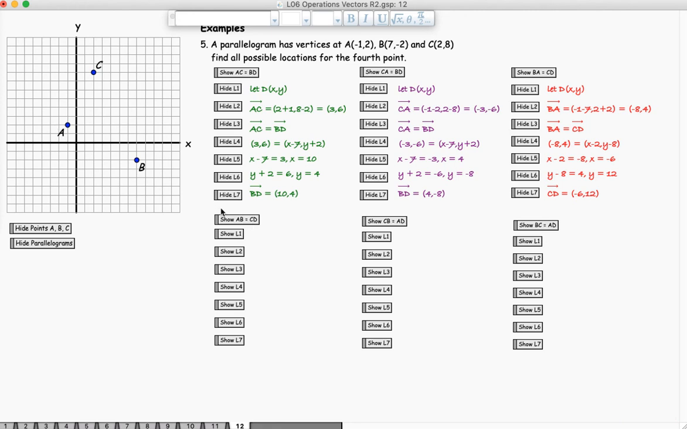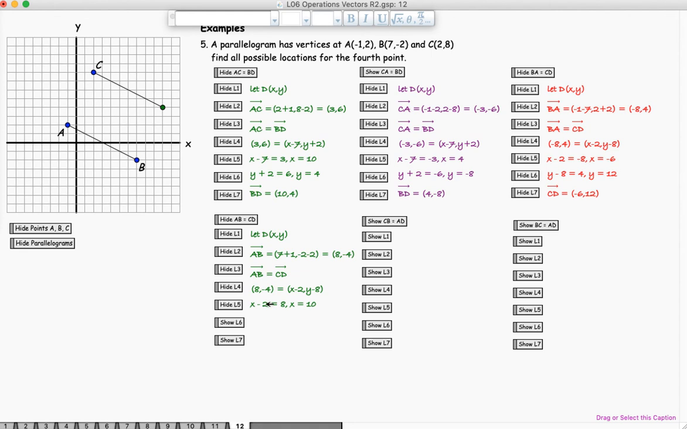It's also possible now that AB is CD. So if AB is CD, I'm going to show you that one. Then D is XY again. Vector AB now. So if we're going from A to B, I can see that's plus 8 down 4. So that would be 8, negative 4. AB is going to be CD. From C to D, I'm going to have to subtract 2, subtract 8. 8, negative 4 is equal to that.